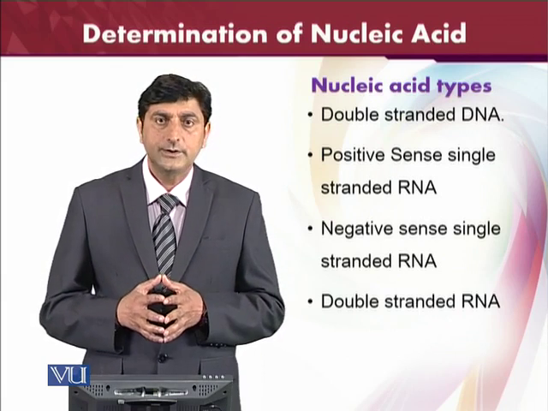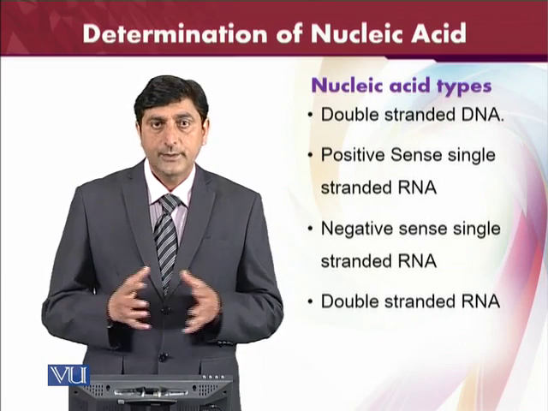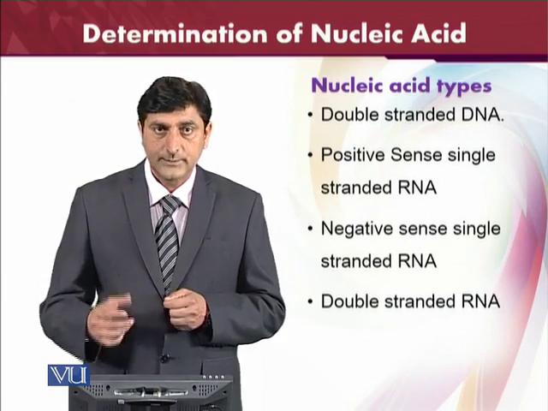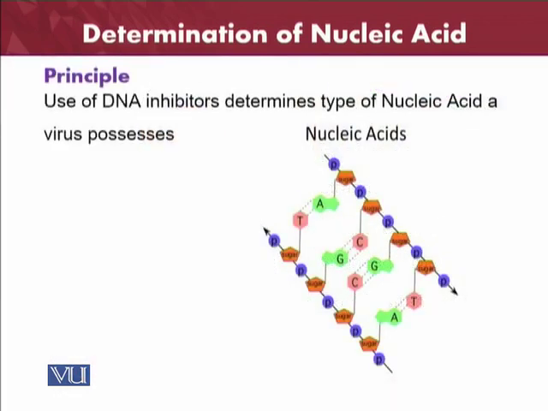So on the basis of the nucleic acid, we use the nucleic acid inhibitors, with which we can see the different determination of the nucleic acid inside the body or inside the laboratory. Use of the DNA inhibitors determines the type of nucleic acid a virus possesses. We have already seen different kinds of viruses. Some of them are DNA viruses, some of them RNA viruses. Therefore, on the basis of the nucleic acid residing inside the virus, we can differentiate the different kinds of virus, and we can diagnose a lot of diseases on the basis of the nucleic acids.